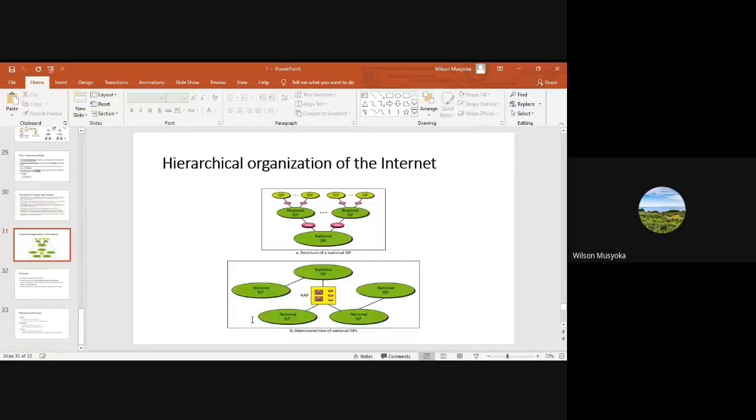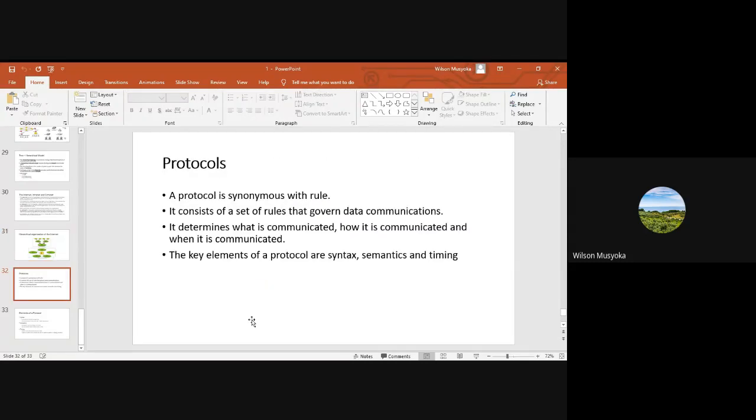And then the hierarchical organization of the internet, that is what we normally have. We will come back to this when we are looking at how communication takes place in the layered model and the different types of addresses. And then the last thing, we have looked at the medium and all of that, the sender and everything.